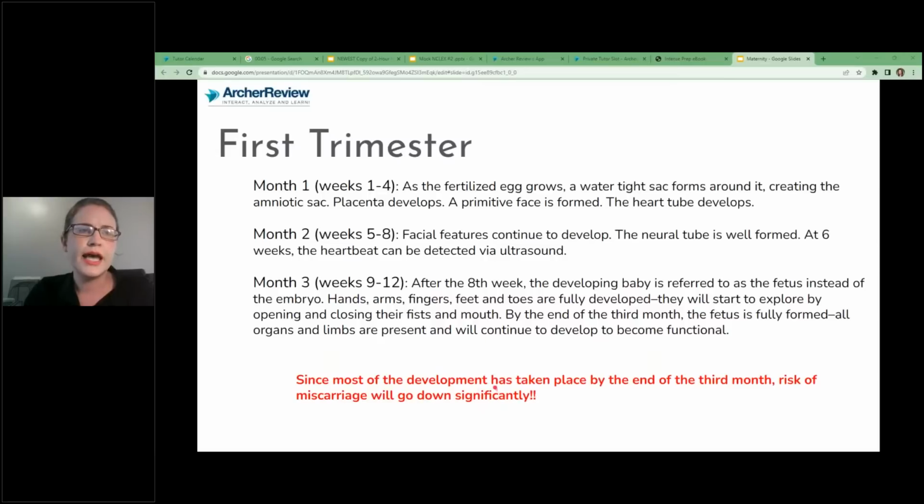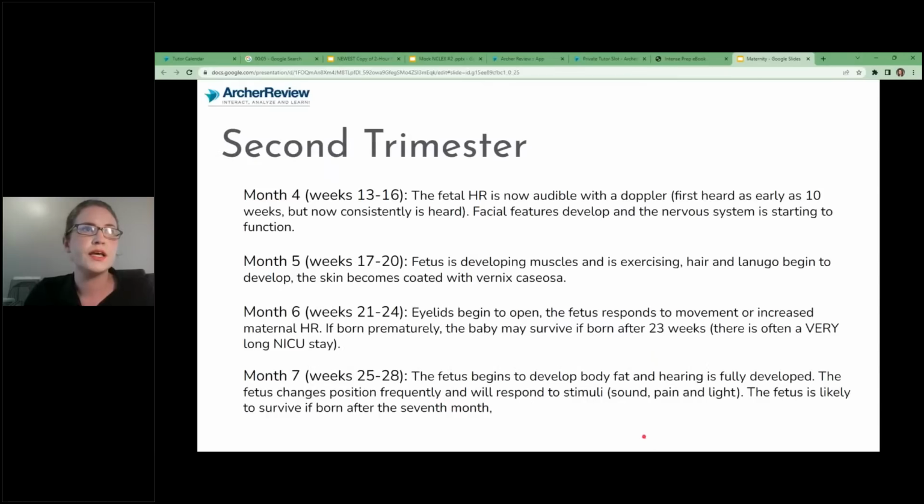All right. And since most of the development has already taken place by the end of that 3rd month, the risk of miscarriage goes down significantly after that 1st trimester. So as long as you make it through that 1st trimester, your pregnancy has a good chance of continuing.